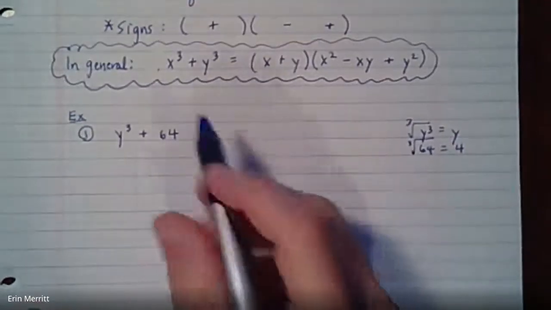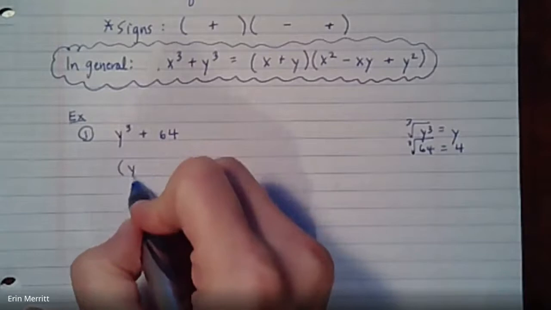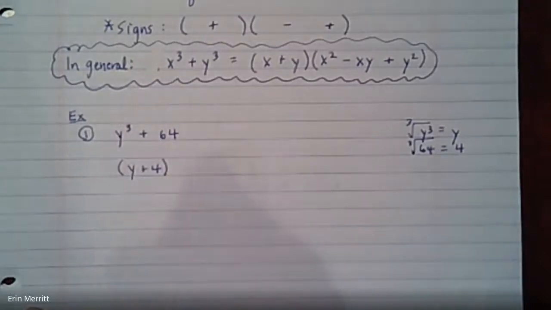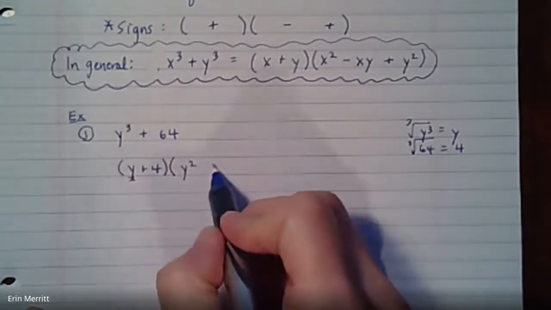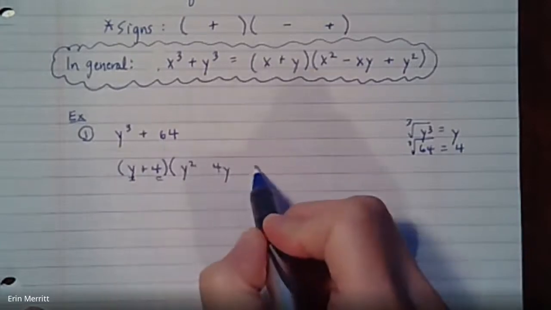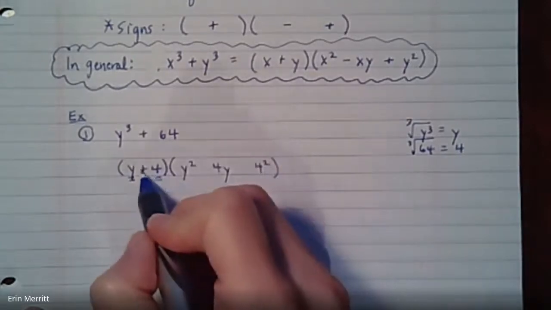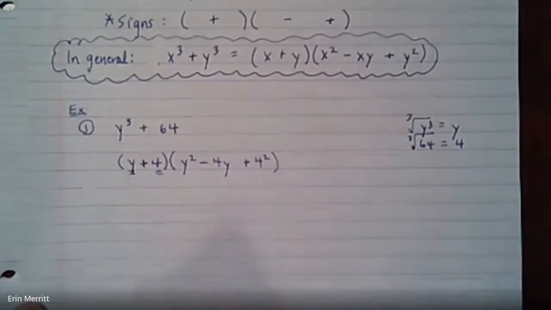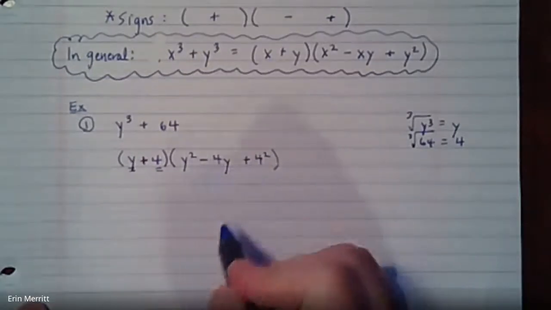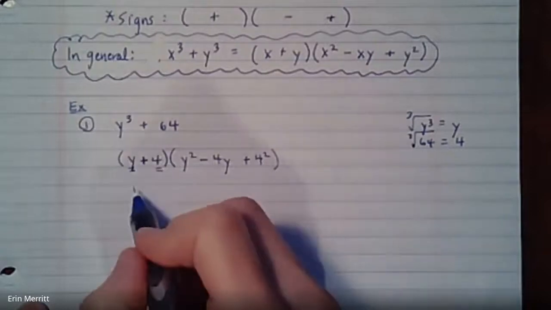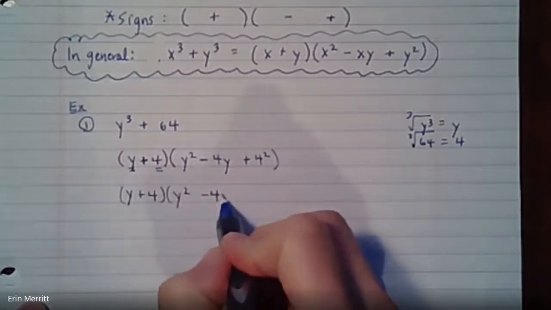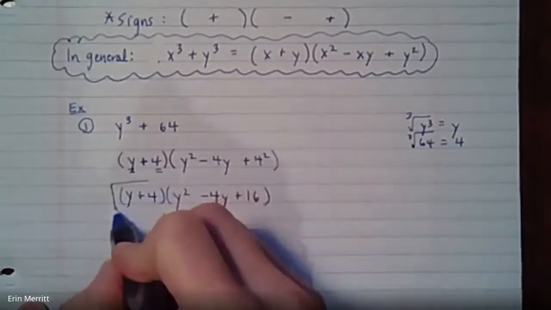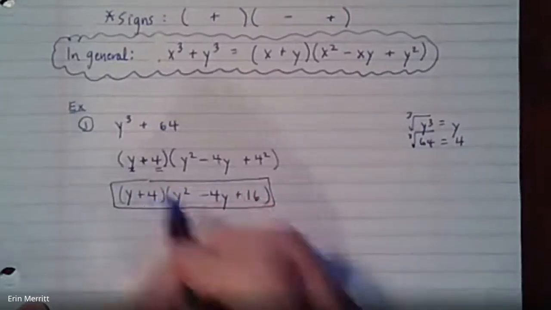All right, so how that breaks down then is that we're going to have y plus 4 in the first parenthesis here, and then in the second part of it, it's the first part squared, so y squared, the product of the two, so 4y, and then the last part squared, so 4 squared. And since this is plus, this goes minus, that's plus there. All right, if I then clean this up, because I probably wouldn't leave my answer looking like that, I'd probably leave it as y plus 4, and then y squared minus 4y plus 16. And there you go.